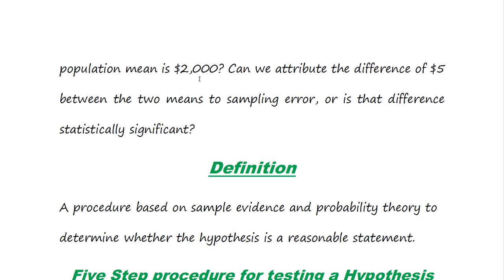As you know, there is a little bit of difference, because the sample mean is $1,995 and the hypothesized mean is $2,000. There is only a difference of $5 between the two means. It may be sampling error, or the difference may be statistically significant. So in such a situation, we use hypothesis testing to draw a conclusion about the population hypothesis.